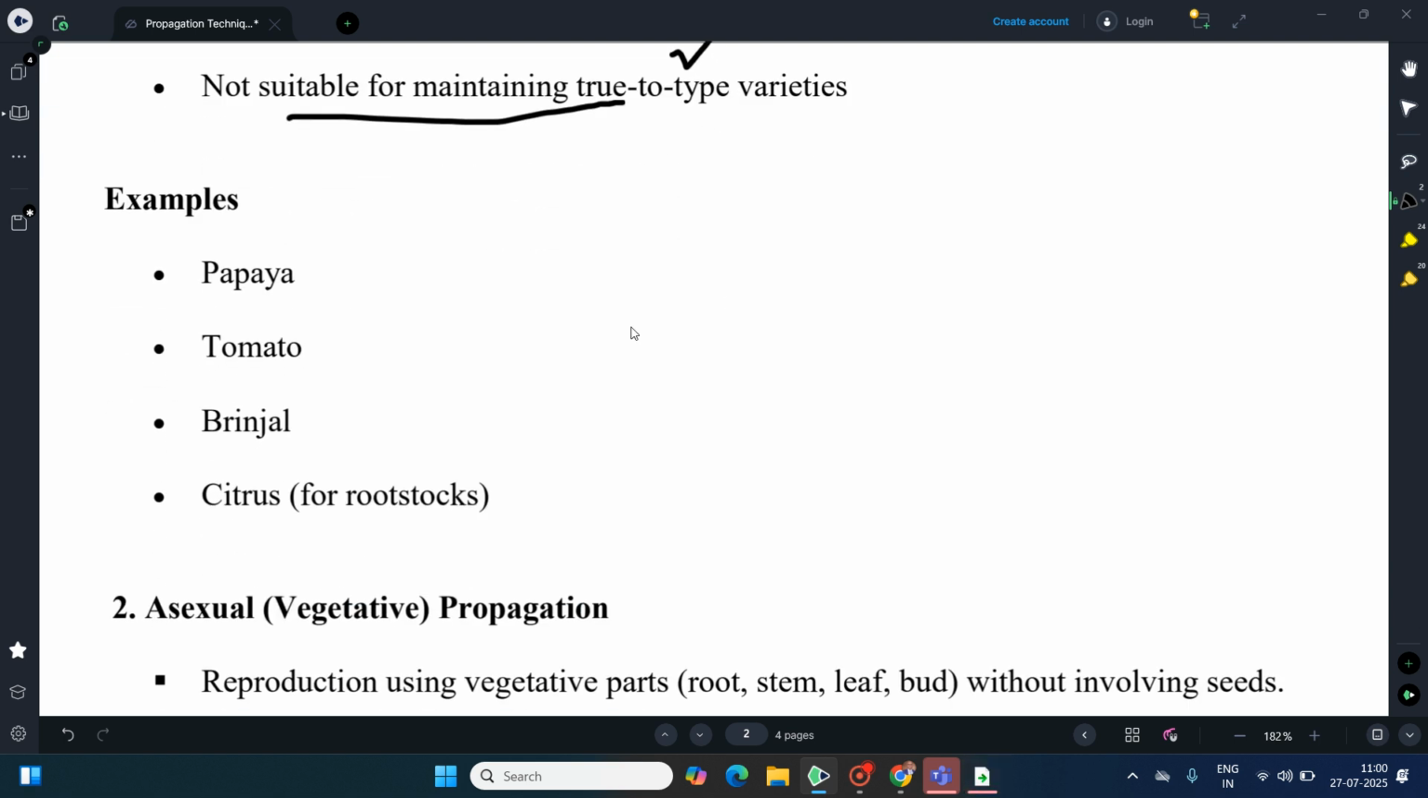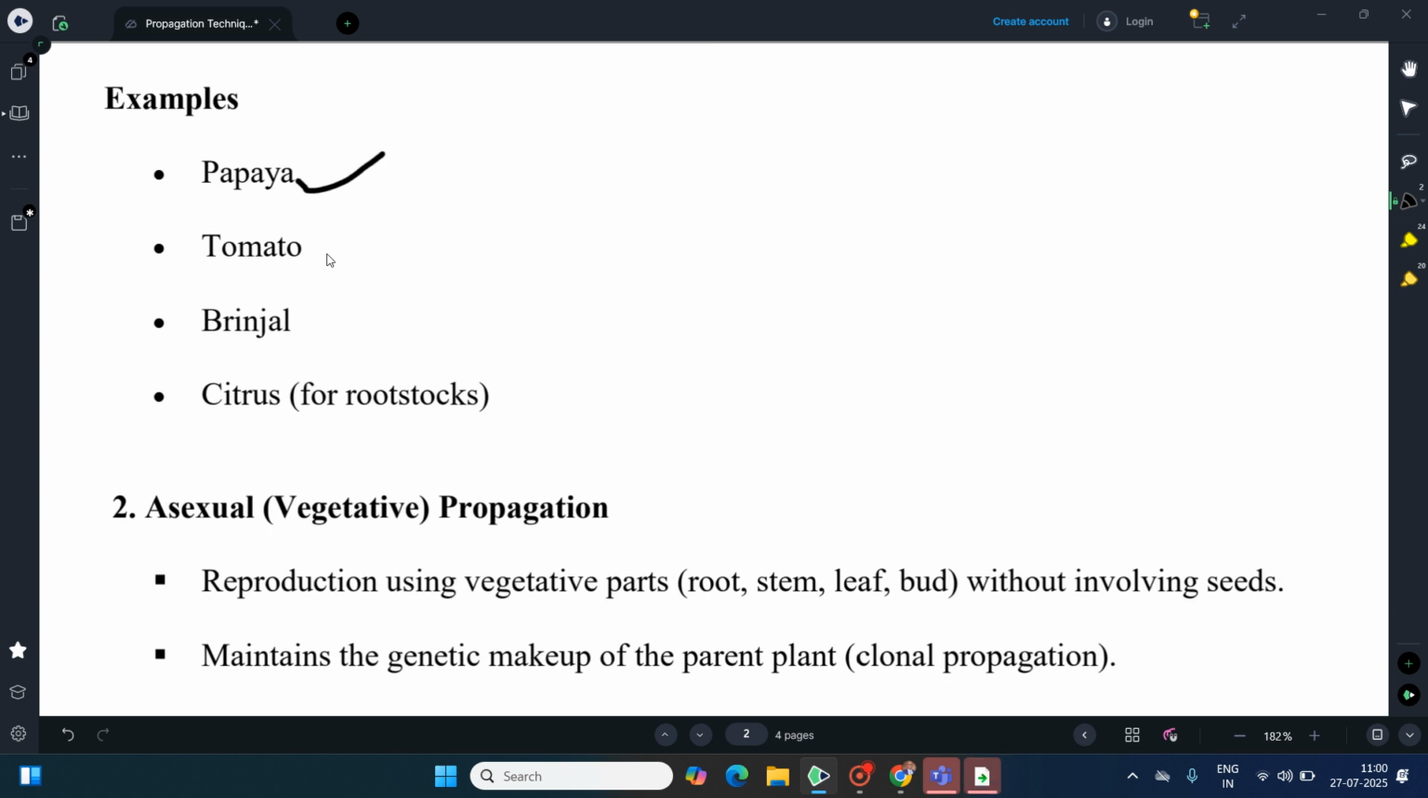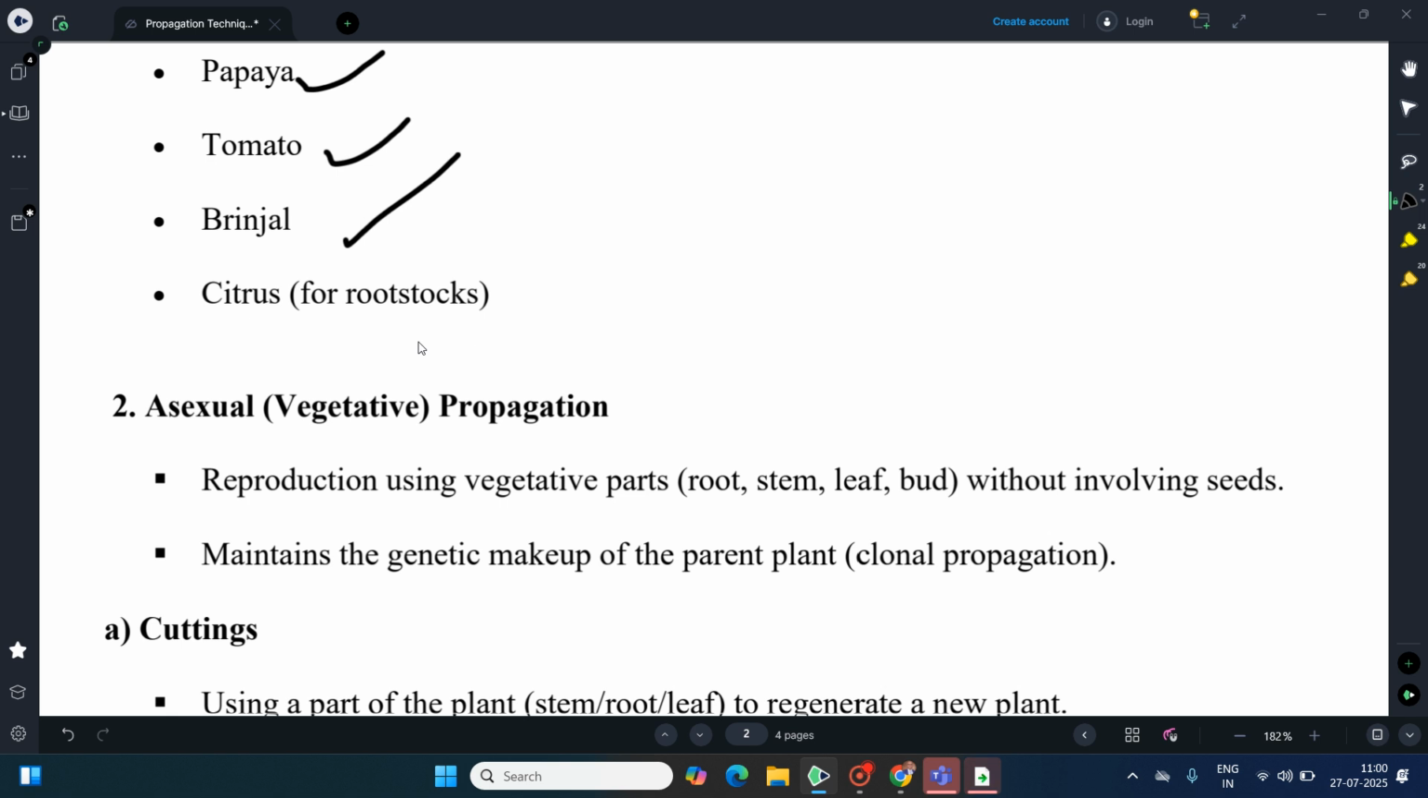In sexual propagation, the classical examples are the fruit crops and vegetable crops in which sexual propagation can be done. The first one is papaya, a fruit crop; tomato, a vegetable; brinjal, a vegetable; and citrus, only for rootstocks, and this is a fruit crop.